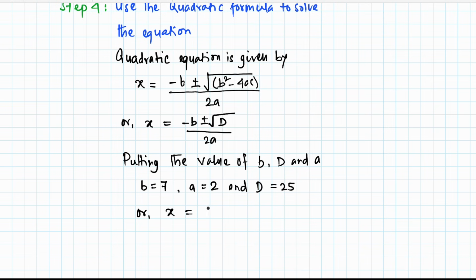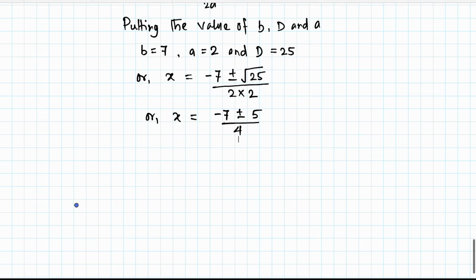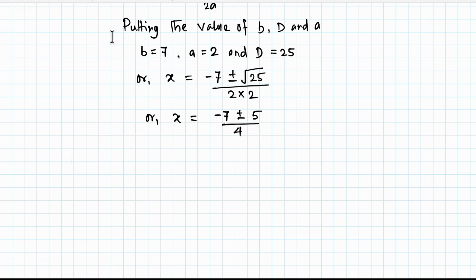Now x is equal to minus 7 plus minus root over 25 by 2 into 2. So x equal to minus 7 plus minus 5, since 5 square is 25, so if we take the square root, we get 5, divided by 4. Step 5, now the final step, solve for the roots. So we will get two distinct roots.